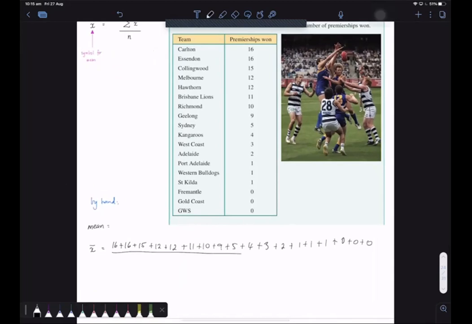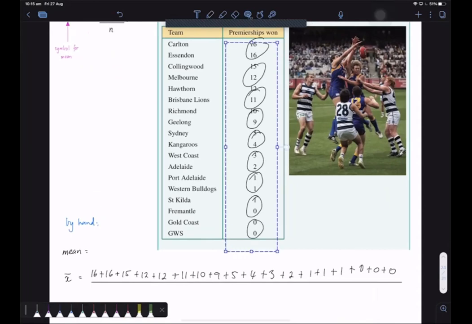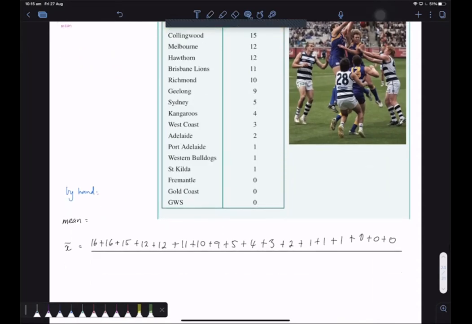And then you have to divide it by the number of teams, okay? So how many do we have here? 2, 4, 6, 8, 10, 12, 14, 16, 18. We've got 18 teams. So we have to divide it by 18.